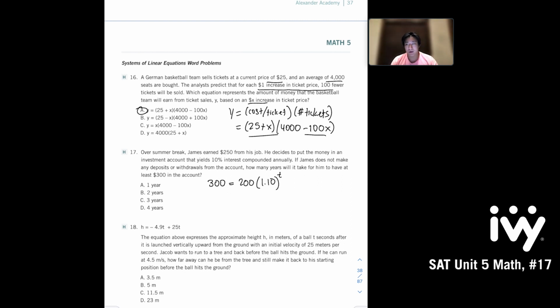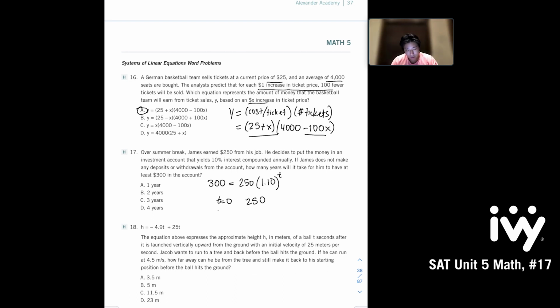If we do a little bit of calculation, you can try and plug it into your calculator, or we can just test some values to see how this works out. For example, if T is equal to 0, of course, as we would expect, the amount of money made would be 250, the initial amount he put in.